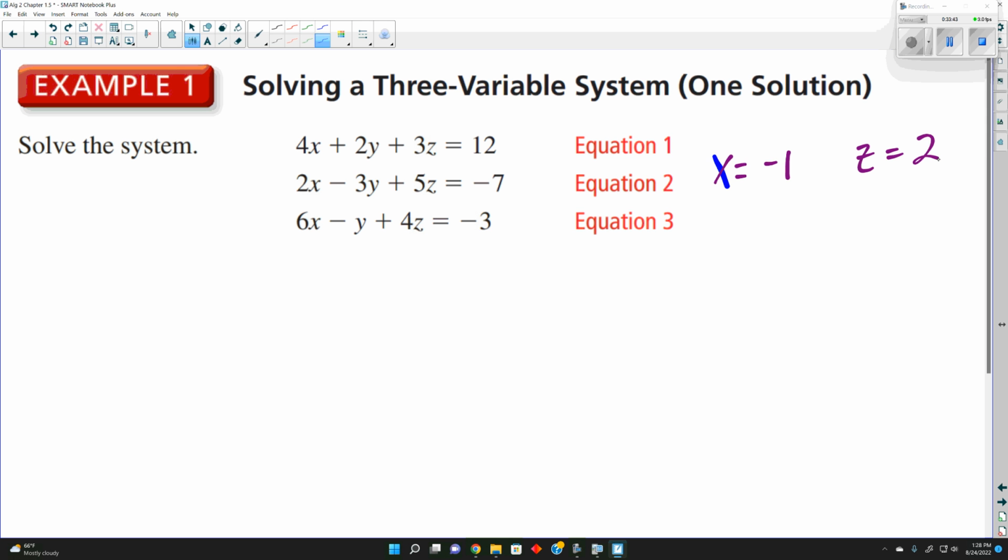I wouldn't even put the 2 that we made to eliminate y into the equation. I would just pick between one of these 3 here. So I'll let y'all pick. Which one do we want? The top one? So we'll take it and say 4 times x's value, -1, plus 2y, because we don't know what y is yet, plus 3 times 2 is equal to 12.